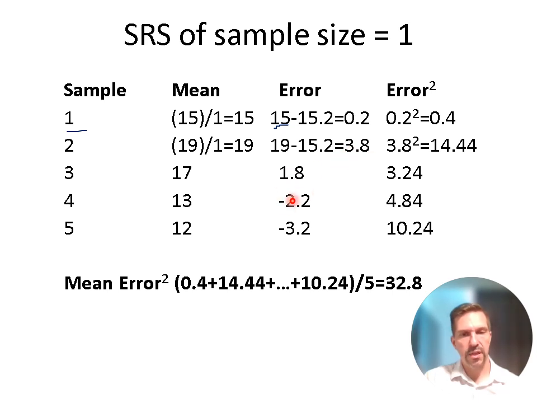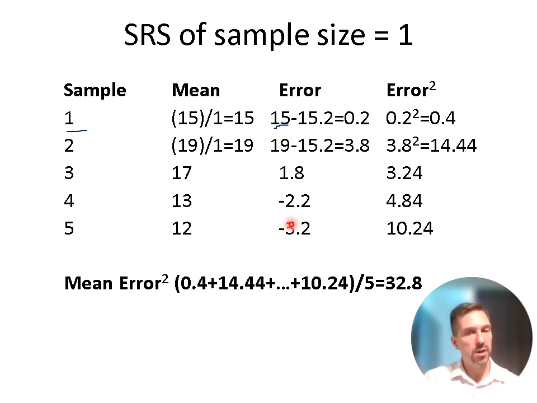And you can do this with every potential sample you get. Now notice, some errors are positive, some errors are negative. So if you add them up, they're going to cancel each other out, which is annoying because we're trying to assess how many mistakes we're making.